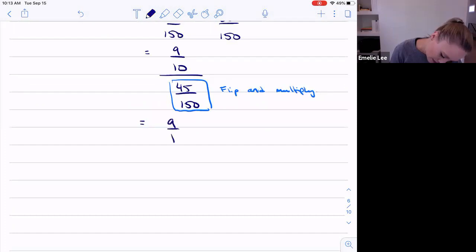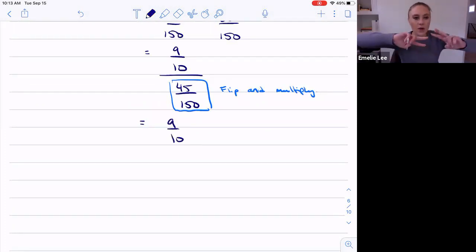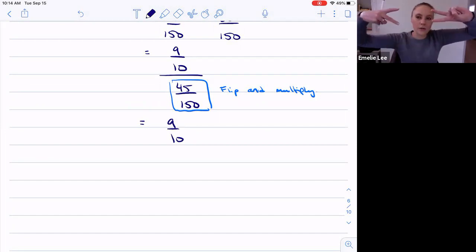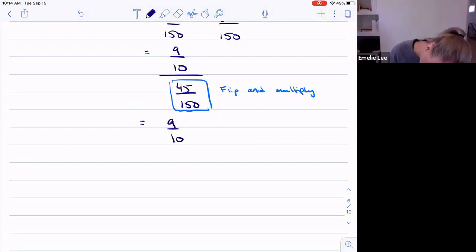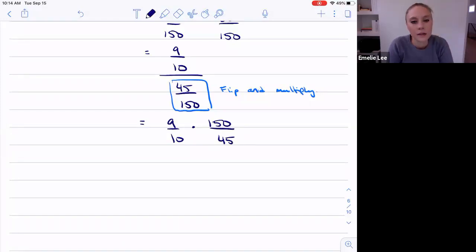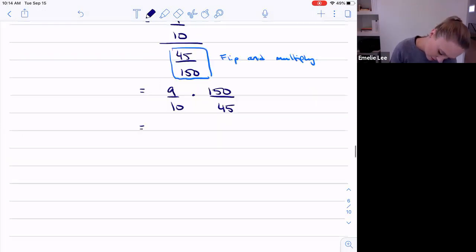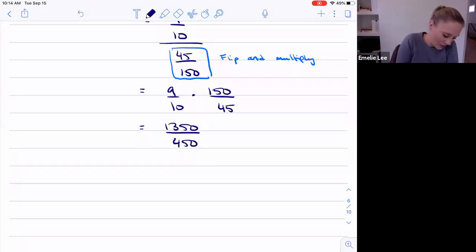So the 9 over 10 stays where it is, right? But now essentially when I flip and multiply, I bring that bottom fraction up to the same level. So now times 150 over 45. Now, again, I'm just multiplying fractions, right, which I'm allowed to do. So 9 times 150 puts me at 1350 over 10 times 45 puts me at 450. And I was just going to leave it like that.